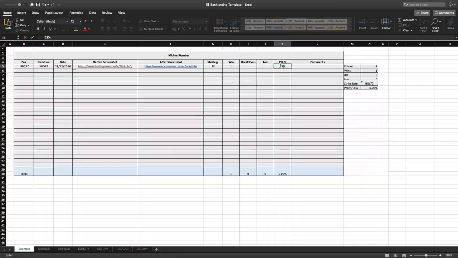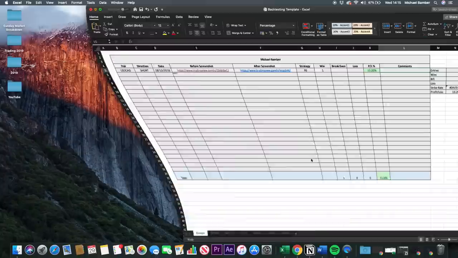13.2. And then any sort of comments you have about the trade, you can post that in there. And the good thing about this is if you start to notice any patterns within your backtesting, you're going to likely pick it up here, which again is going to allow you to adjust that and then obviously improve and grow as a trader. So super, super important. And then that's basically it in a nutshell.